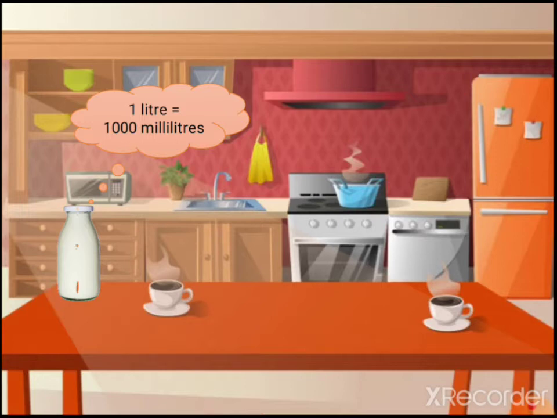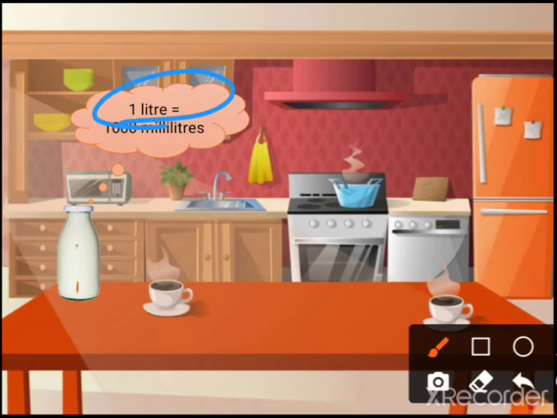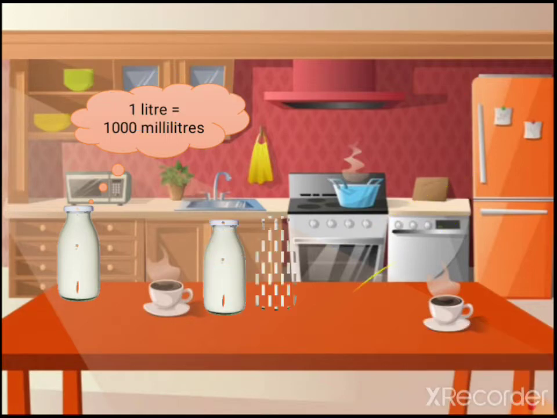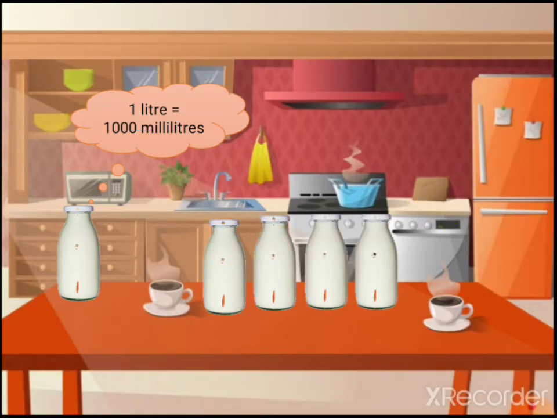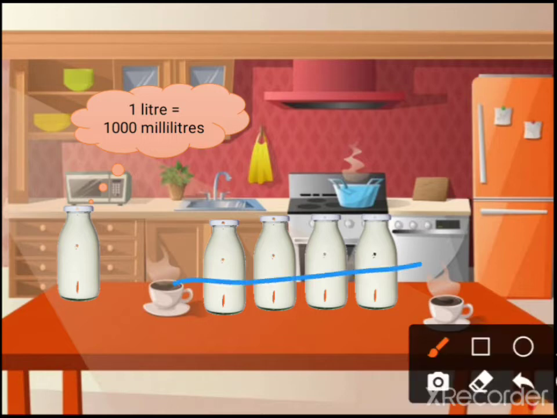If you have only one bottle of milk, and the milk in the bottle is 1 liter, how will you divide this 1 liter bottle of milk into 4 bottles? See here, there are 4 bottles. Now what you will do, 1 liter is equal to 1000 milliliter. So we will distribute this 1000 milliliter of milk into these 4 bottles.